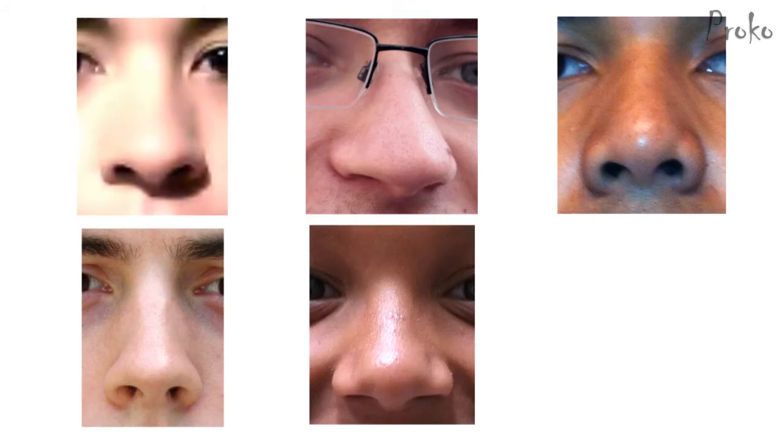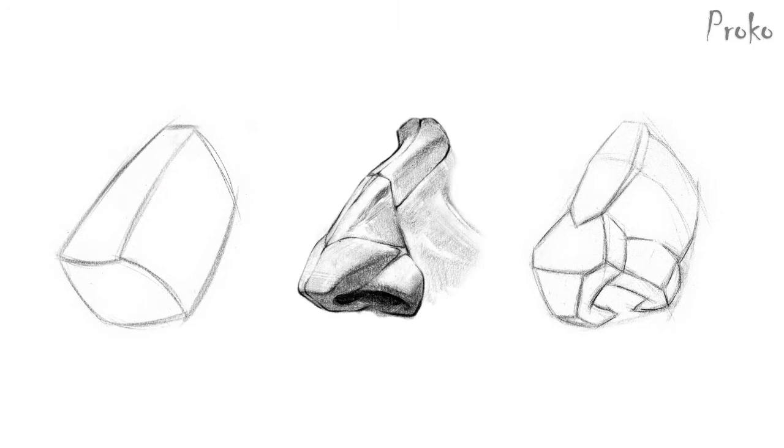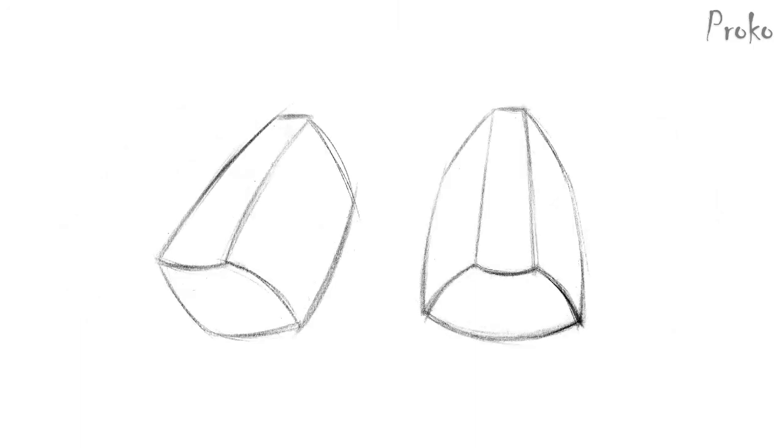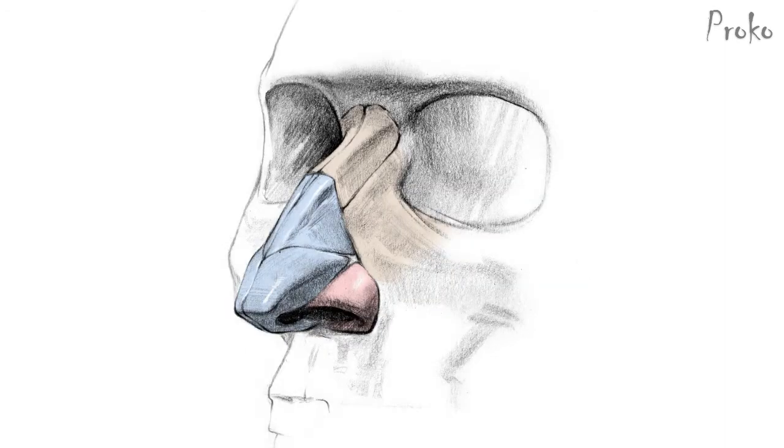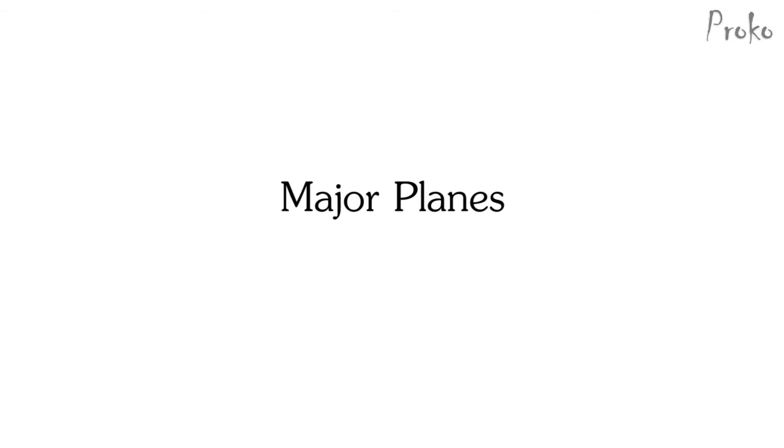We have noses of all shapes and sizes, but there are things they all have in common. We should understand these similarities so that we can solve any nose from any angle. In the next few minutes, we'll simplify the nose into its major planes to understand the perspective from various angles. Then we will go deeper and explore the anatomy, and finally, based on the anatomy, break up the major planes into minor planes.